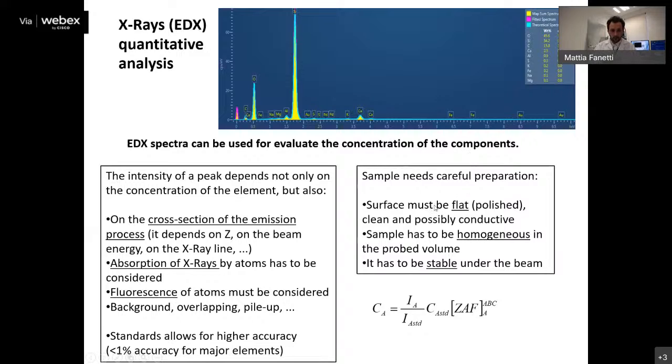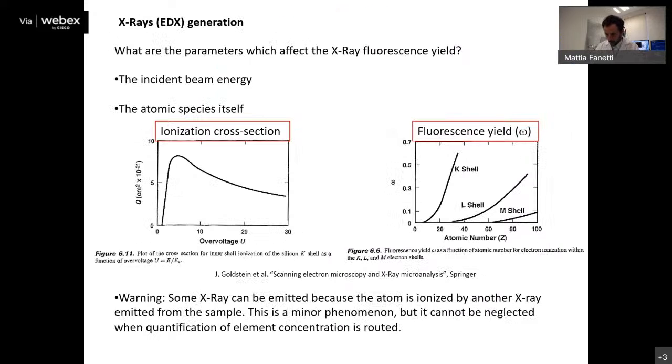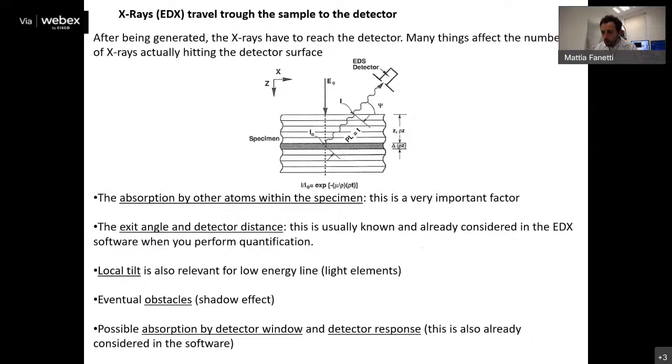That the sample is flat, polished, that the sample is homogeneous in Z, and so laterally, and that the sample is stable under the beam. If these three conditions are met, then the quantification is pretty reliable. Okay, if they are not met, so if the sample is not flat, not homogeneous, and so on, then these numbers can also be very wrong. So be careful about this. Okay, these are the different things which can affect the X-ray emission.